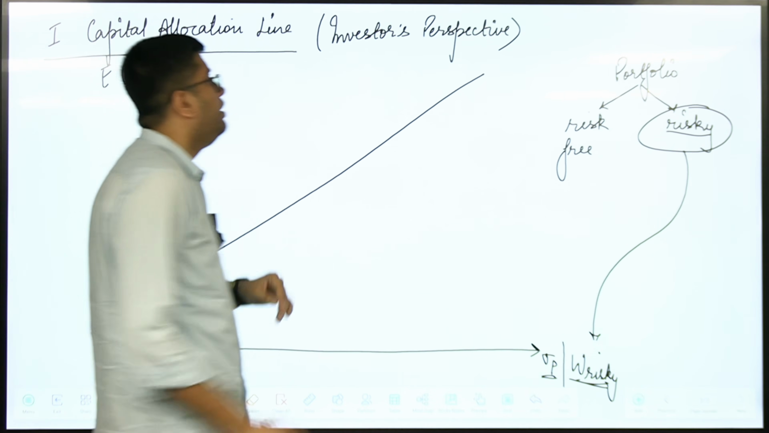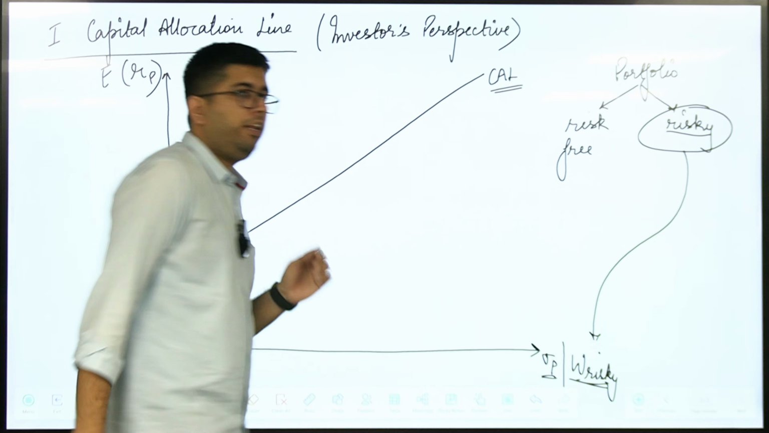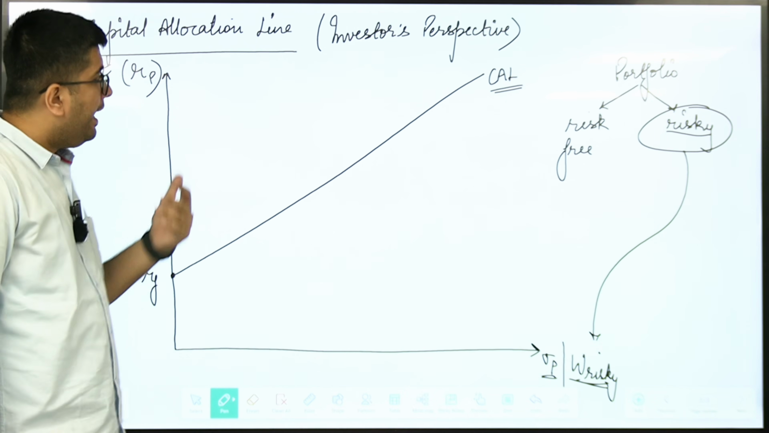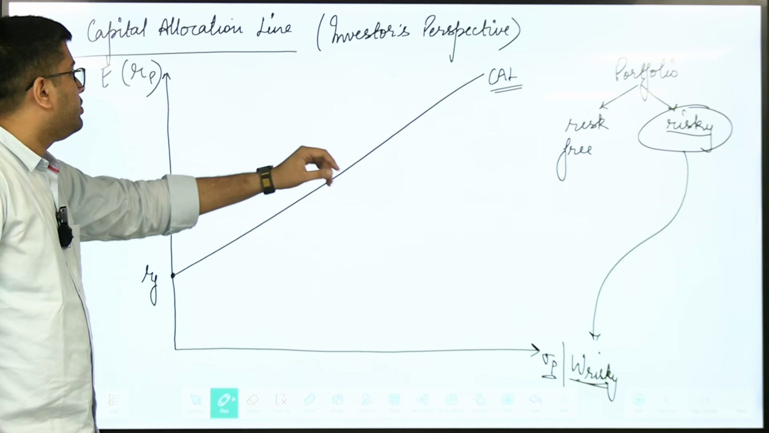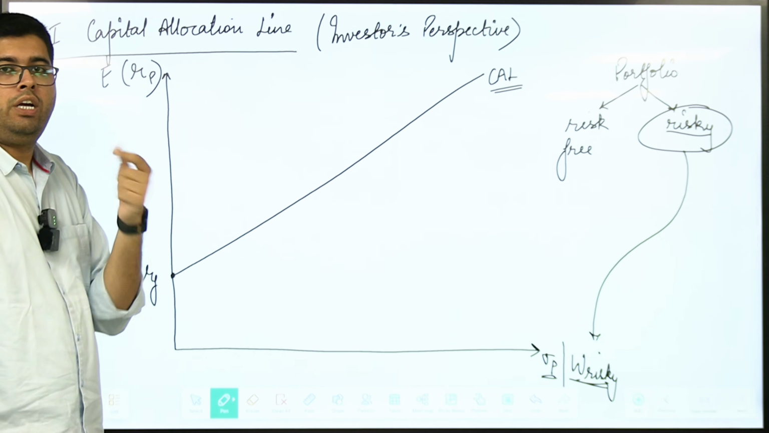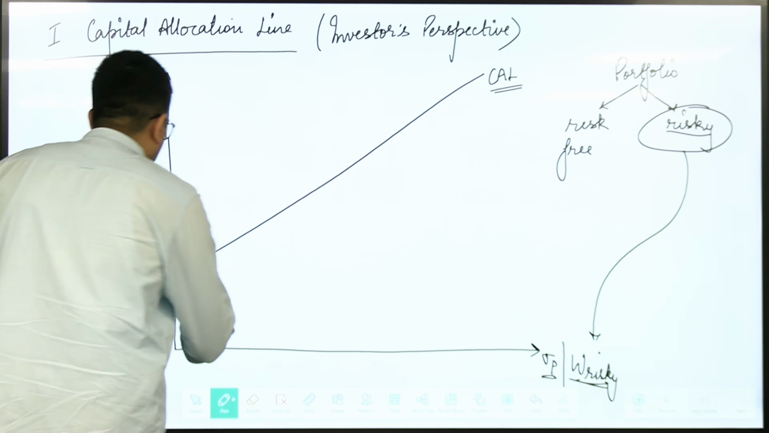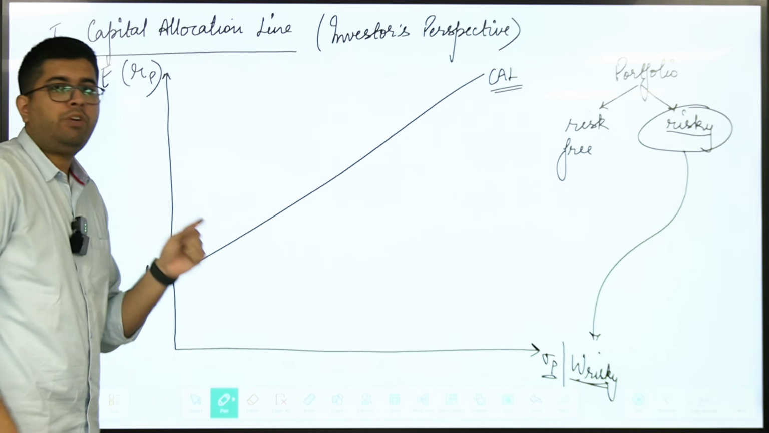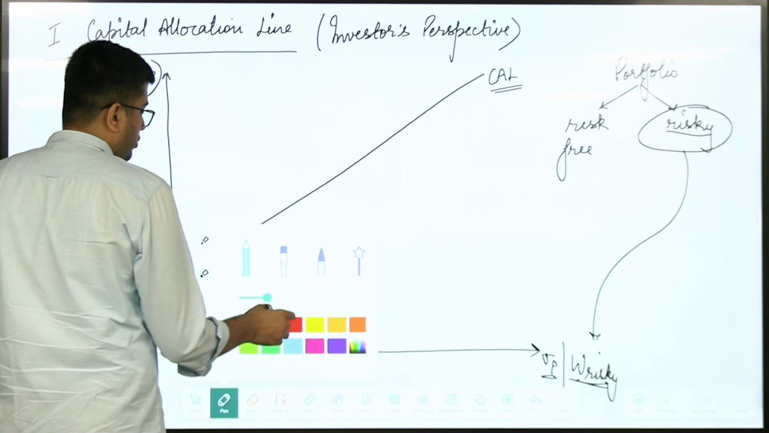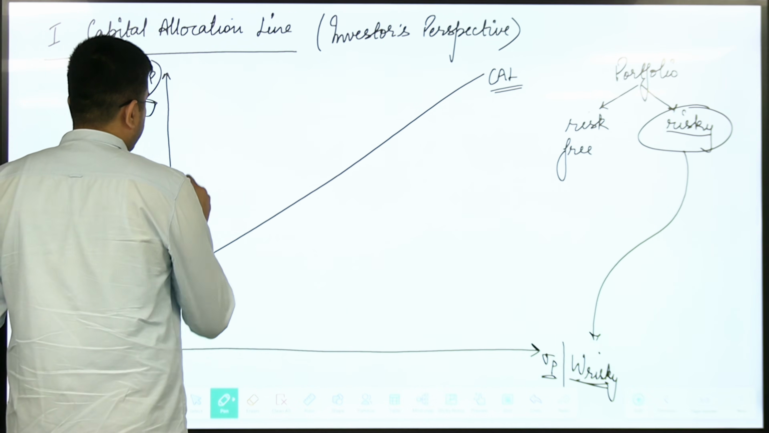Now, CAL is nothing but all the different portfolios that an investor can invest his money in. So if I have a certain amount of capital, I can invest it in all of these combinations. Every single point on the CAL represents a possible way in which I, as an investor, can invest my money. But the question is, out of all of these possibilities, which one is ideal? For that, we introduce the concept of indifference curves.